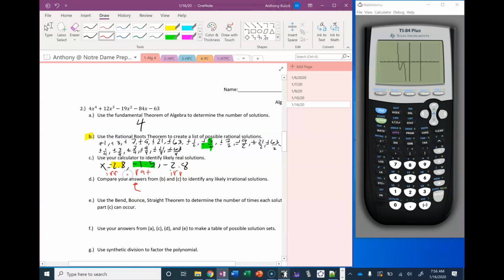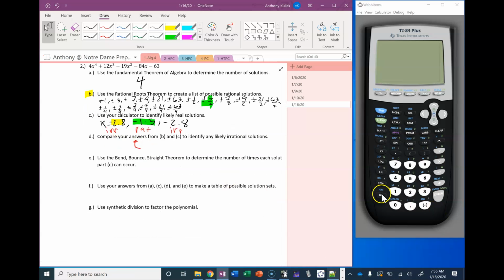So I'll just write my answer up here. Is everybody okay with how I did that? Basically, I'm just looking to see if the x-intercepts that I found on the graph are on my list of possible rational solutions.